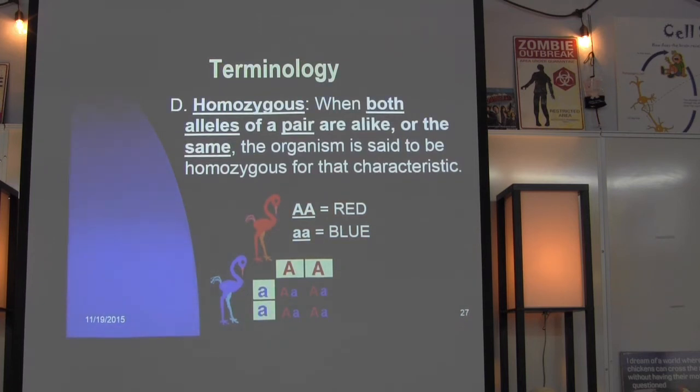So homozygous, when both alleles of a pair are alike or the same, the organism is said to be homozygous for that characteristic. So if they ask you to do a homozygous cross, you basically know how to do it because you have it in your notes, and you also have it on the sheet in front of you to practice.